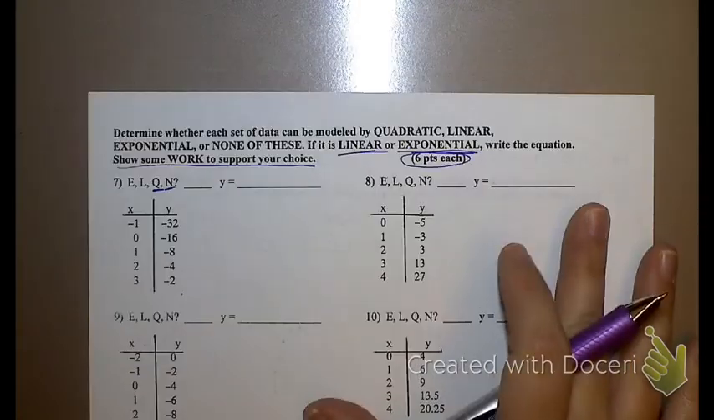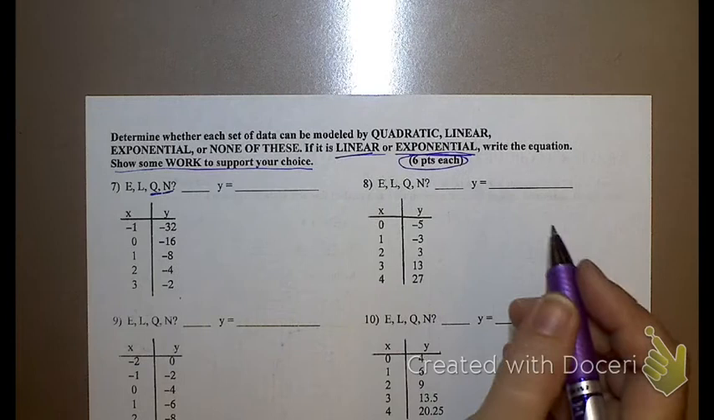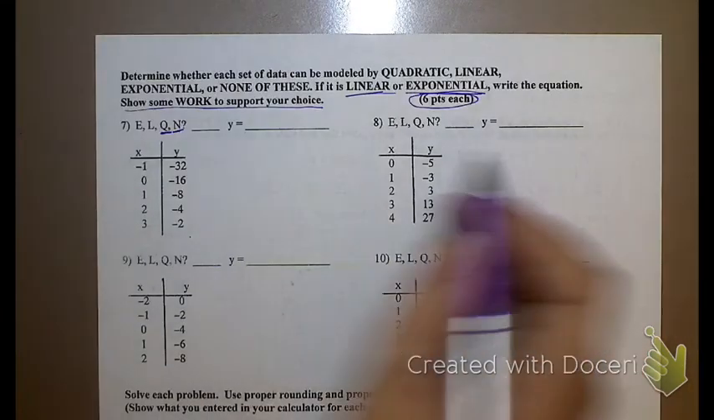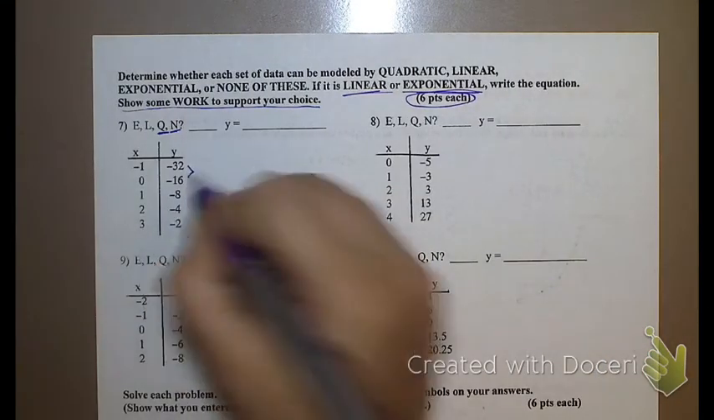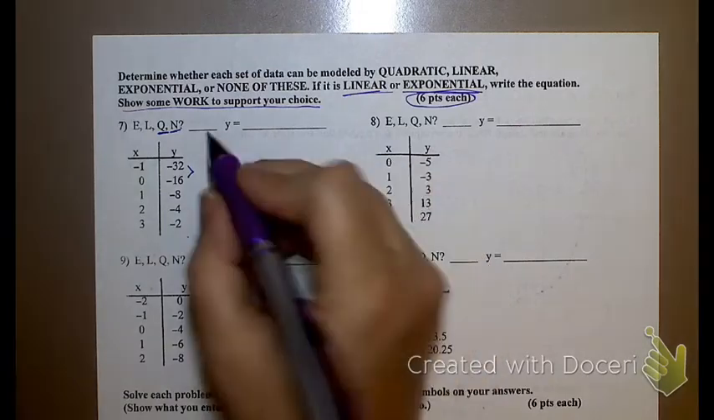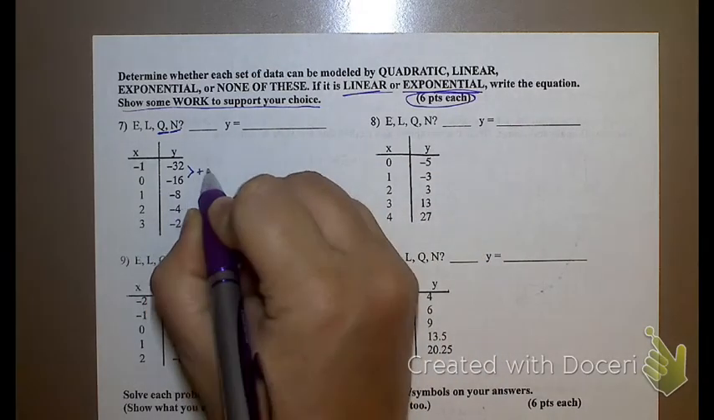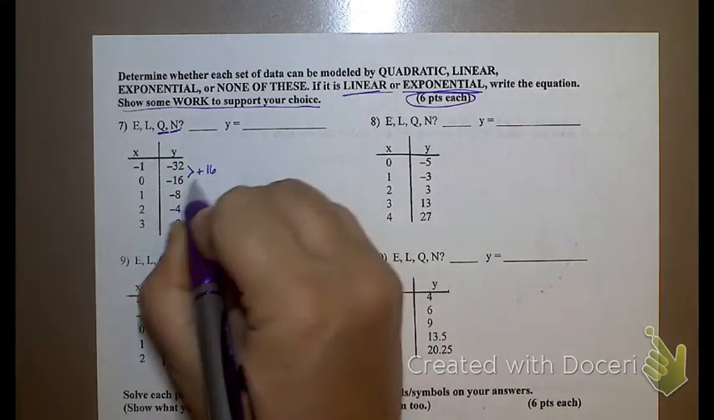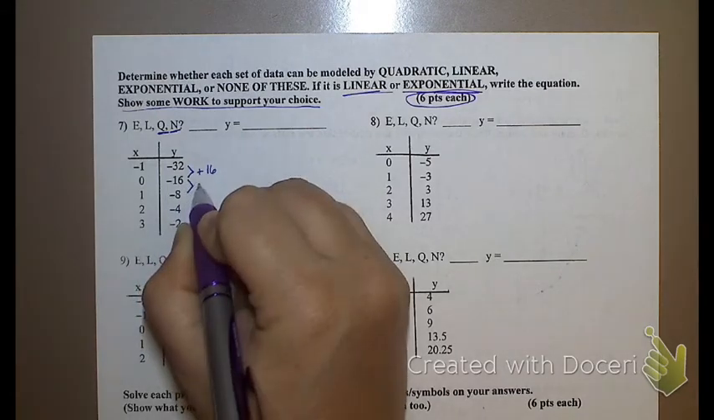All right? So, first thing I always try is what? Linear. That's always my first try. How do you get from negative 32 to negative 16? You add 16, don't you? What about from negative 16 to negative 8?